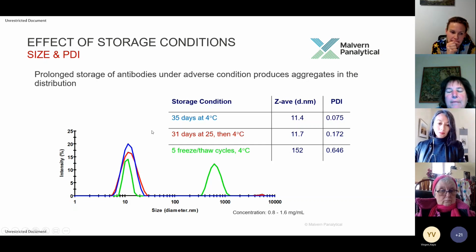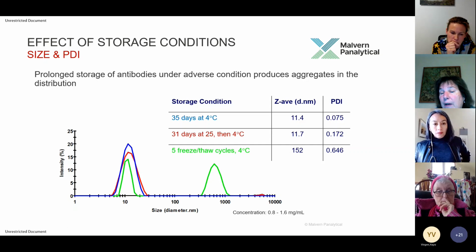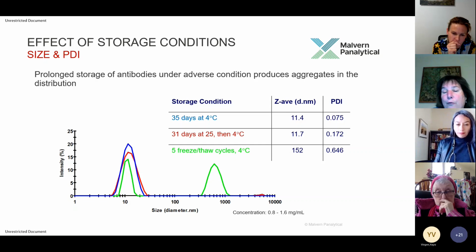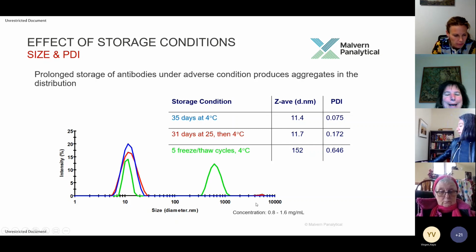Now, I also take one of these antibody samples and store it at 25 C for 31 days, and for the last 4 of those days I kept it at 4 degrees centigrade. So I get this distribution that's shown in red. It doesn't actually look very different from the result I obtained in blue. I see this little aggregate out here up around 6 microns, but it's so small, we can overlook that, right?